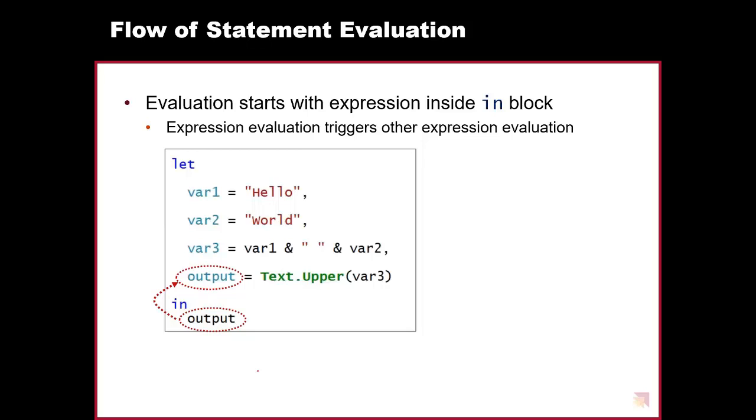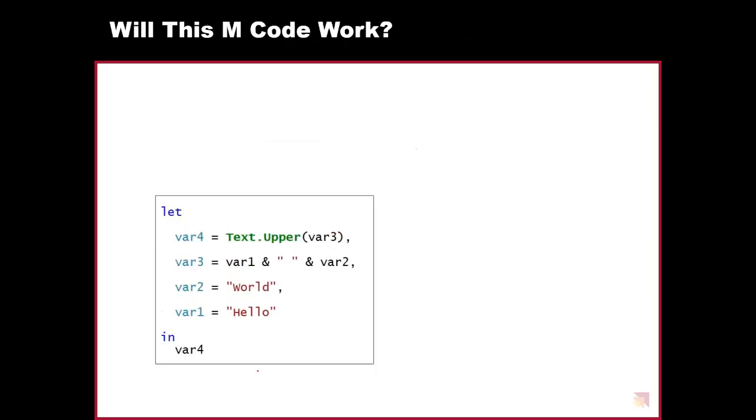And the idea is that what you have at the bottom after the in keyword, that's the value that the entire let statement returns. However, what we have to do is evaluate var3 to evaluate output. To evaluate var3, we have to evaluate var1 and var2. So what happens is this cascading effect of evaluating var1 and var2, then var3, then output, and then just returning a single value back.